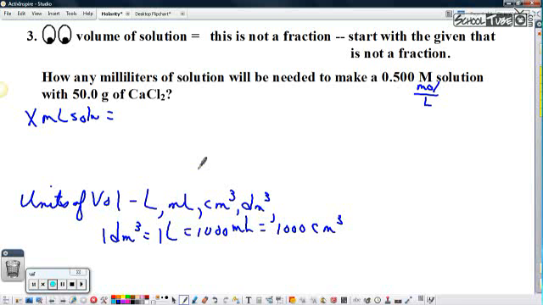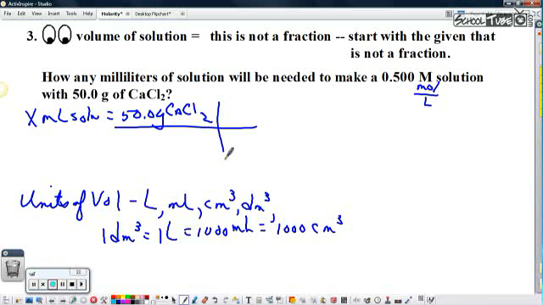So which one of those is not a fraction? The one that has the capital M or the one with the G? The one with the G. Remember, every time you see the capital M, think fraction, all over liter. All right, so 50.0 grams CaCl2. What do I have to do to that before I can think about using molarity? Change it to moles.